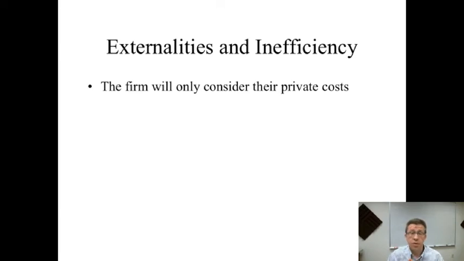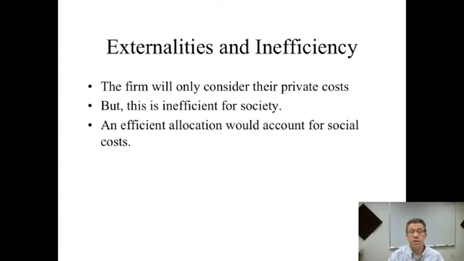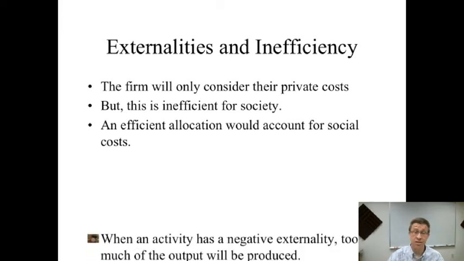So when a firm is figuring out what the best thing for them to do is, they will only consider their private costs, right? The firm's figuring out what output maximizes profits. They're going to look at the revenue that they bring in and the costs that they incur, and from that make a decision to maximize profits based on their private costs, but that is inefficient if there's an externality. So an efficient allocation accounts for the social costs, or if it's a positive externality, the fact that there are social benefits from this.